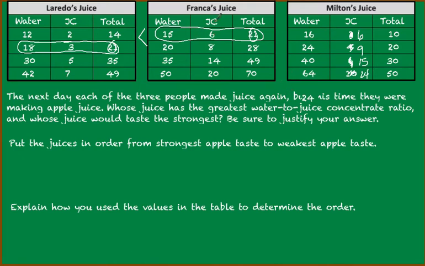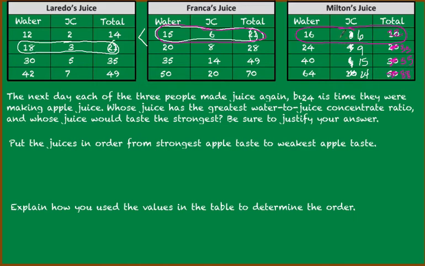Okay, now we can look at Franca and Milton. Again, their water values are not the same. Their juice concentrate values, though, do have a spot where they're the same. Okay, again, we're going to use the 15 and 6. And here it's 16 and 6. And now the total, instead of 10, I apologize, is 22. And this total is 33. And this total is 55. And this total is 88.